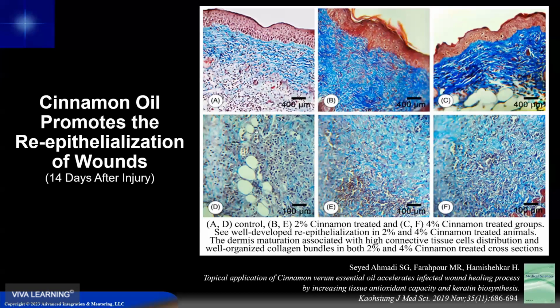Promoting the reepithelialization of wounds. And this is 2 weeks after the treatment had been done. Look at the difference between the control in the left-hand column compared to the 2% in the middle and the 4% on the right, and looking at the magnification, how much healthier that tissue looks, and how we're getting it to the right stage. That's what we're trying to do: get that regeneration of tissue to be able to give us the outcomes that we're looking for.